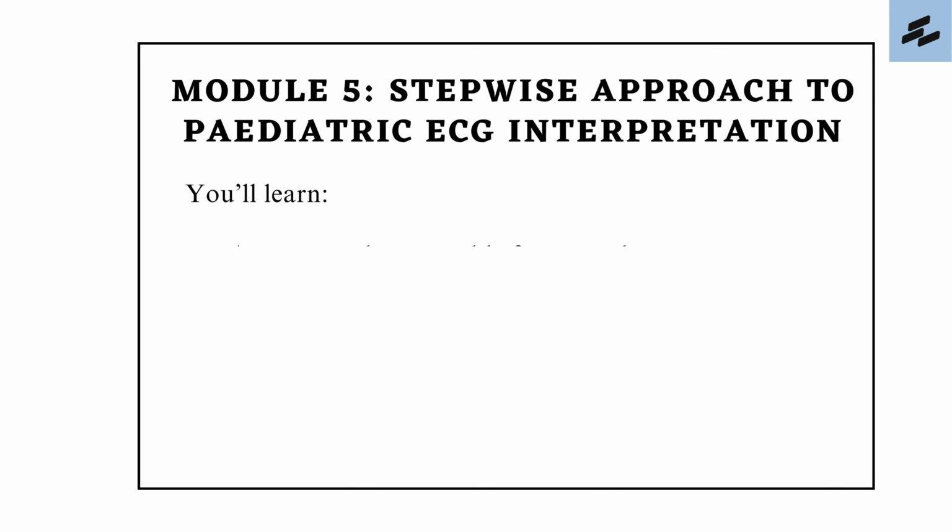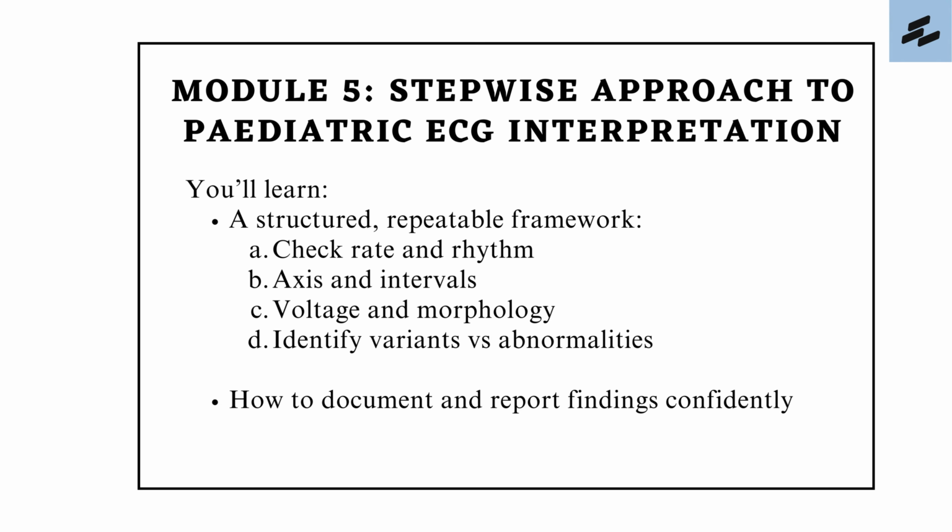Module 5: Stepwise Approach to Pediatric ECG Interpretation. In Module 5, we introduce a structured, repeatable framework for pediatric ECG interpretation. The first step is to check the rate and rhythm, ensuring sinus origin. The second step is to review the axis and intervals using age-appropriate reference values. The third step is to assess voltages and morphology, noting any deviations from normal. The fourth step is to differentiate between normal variants and abnormalities.